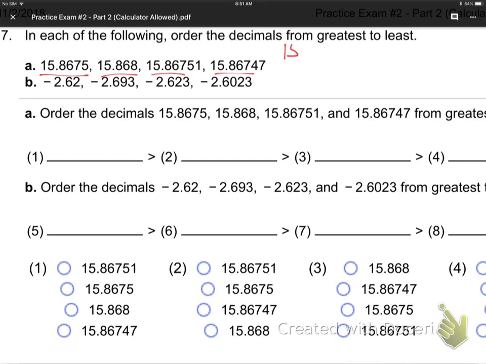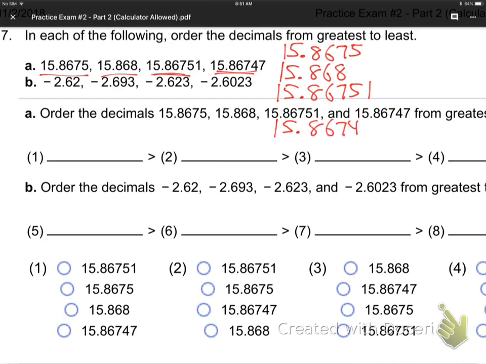So let me see. 15.8675, 15.868. Third one is 15.8675. Keep things lined up. The fourth one is 15.86747. Fill in zeros here so that they all have the same number of spots, and you can compare them. Notice they're all the same up to here. They're all 15.86, so that doesn't matter. It's only what comes after that that matters.